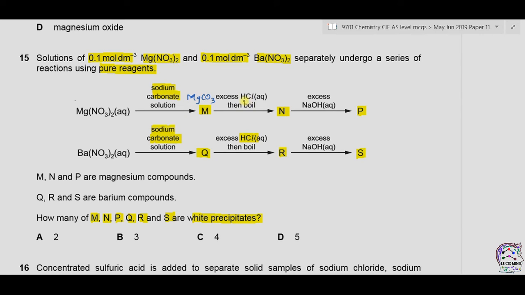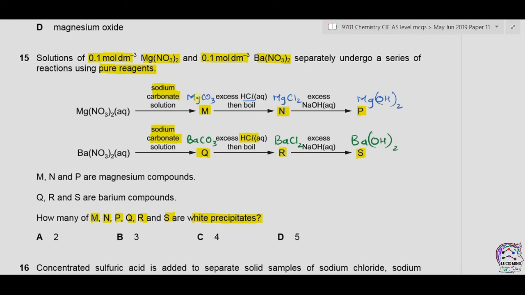Then magnesium carbonate can react with HCl to form magnesium chloride along with water and carbon dioxide, which is N, and magnesium chloride can react with excess sodium hydroxide to form magnesium hydroxide, which is P. Similarly, barium nitrate can react with sodium carbonate to form barium carbonate. Then barium carbonate can react with HCl to form barium chloride, which can react with sodium hydroxide to form barium hydroxide.